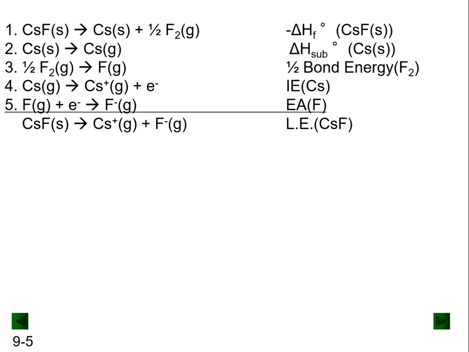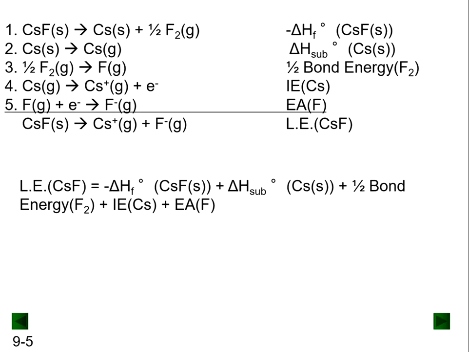Then the cesium gas going to cesium ion, and then the fluorine gas going to the fluoride ion will get us everything that we need. Everything cancels to provide the reaction as below. And so we handle each of these using the proper Hess's law approach. We have to take minus on the enthalpy of formation for cesium fluoride, and we have to take 1/2 of the bond energy. And then the other values are added directly as they are.